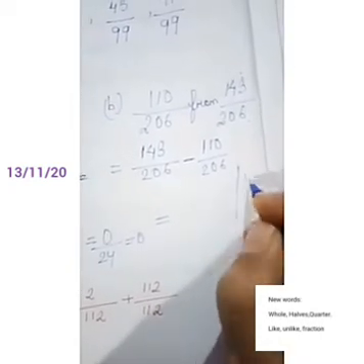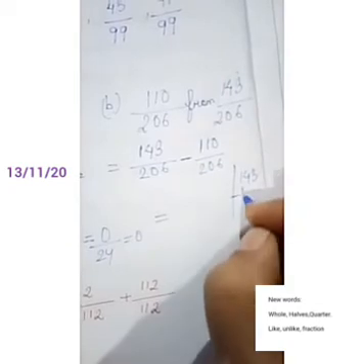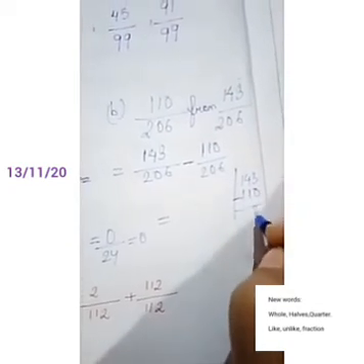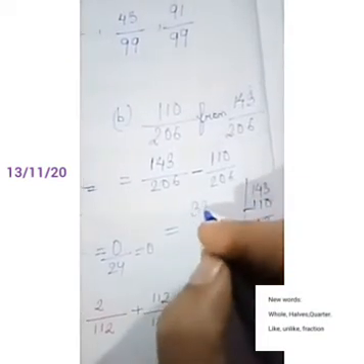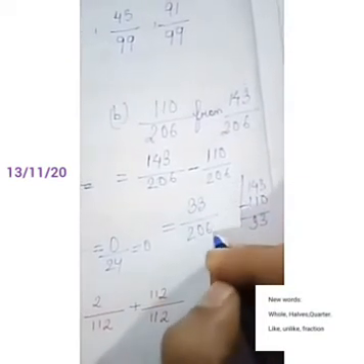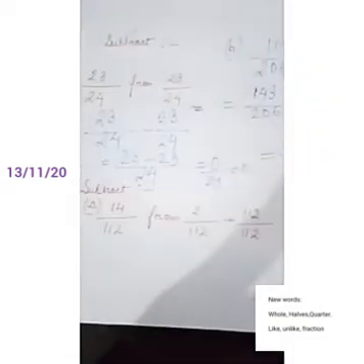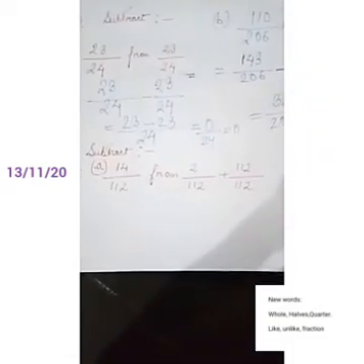Okay. So you subtract 143 minus 110. So 3 will come down, 4 minus 1, 3, 1 minus 1, 0. So I'll get 33 by 206. Okay, the next question is also 16, same.